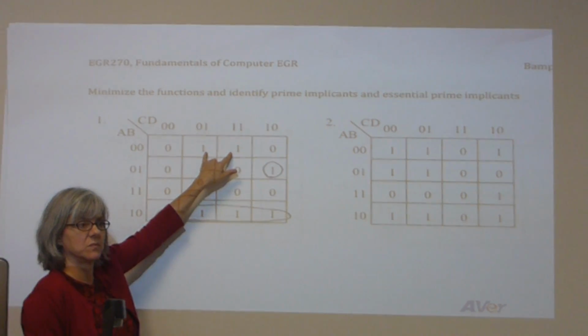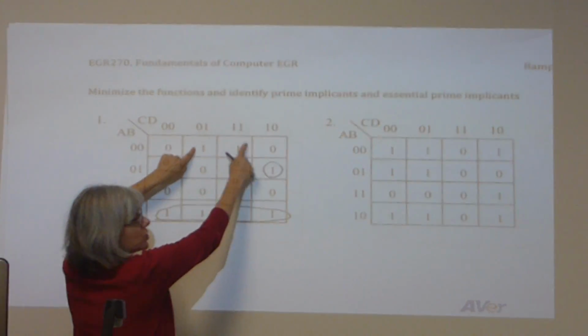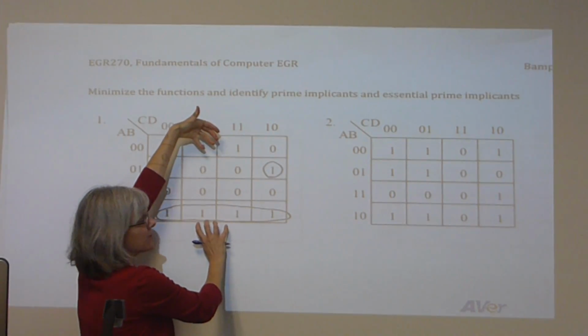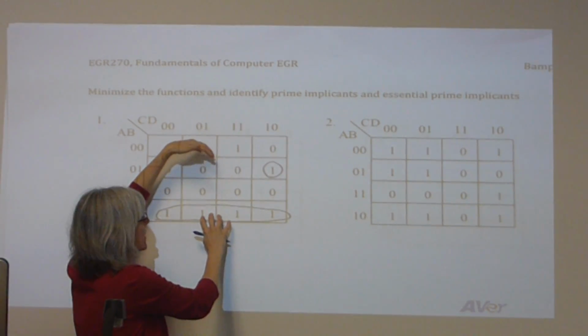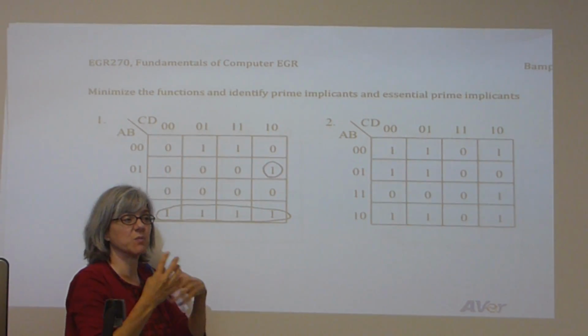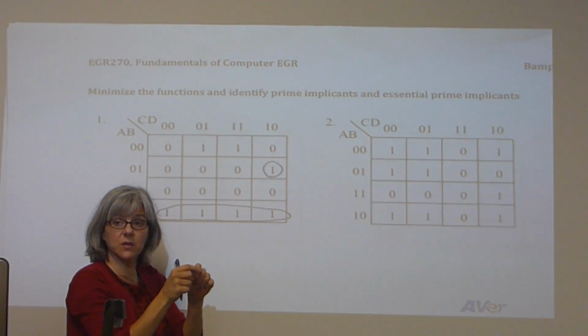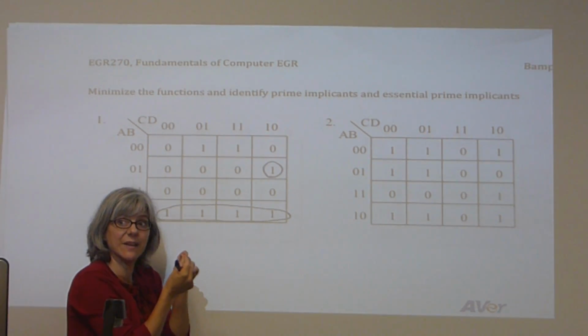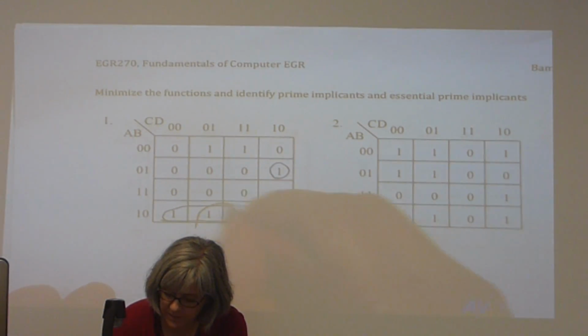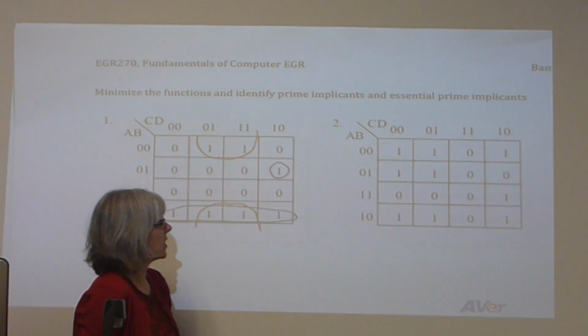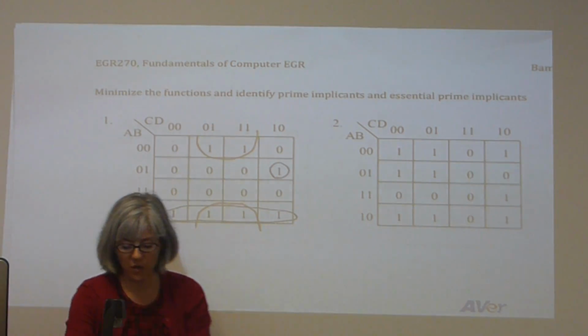What about these two? I could circle these two, but a bigger group would be 4, and that's going to be smaller. Because remember, the bigger the group, the more variables that don't matter, which means the fewer variables that you have left in that term. So we're going to do this. And that's how we draw it.